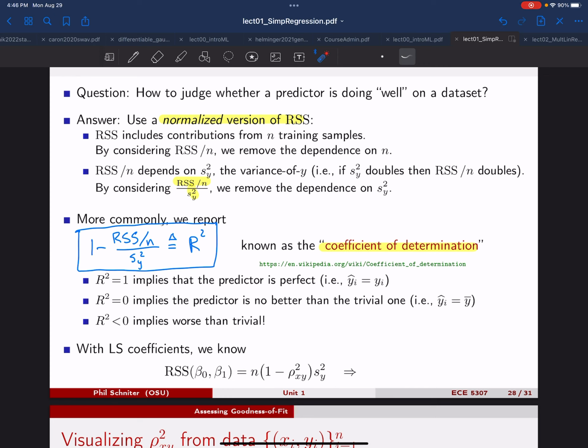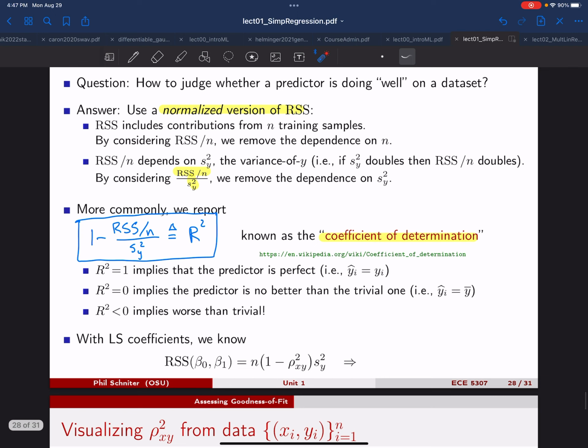It's definitely possible. You can make a predictor that's worse than trivial, but that's just because there's a bug in your code. Or because maybe you didn't know about least squares design. You came up with your own design and it was a bad idea. Okay, so it is possible to get negative r squared, but not if you use the least squares optimal predictor. In that case, the worst you can do is r equals 0.